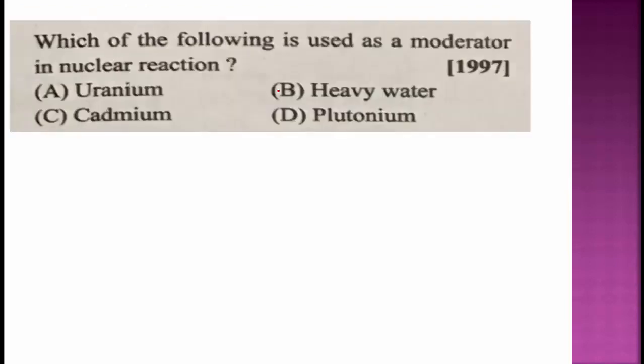Which of the following is used as a moderator in a nuclear reactor? Here the moderator, coolant, concrete shield and control rods are the important parts in the nuclear reactor. But during the nuclear fission reaction, which of the following is used as a moderator? Here, a moderator is used to slow down the neutrons, and heavy water is used as a moderator. Heavy water is used as a moderator.